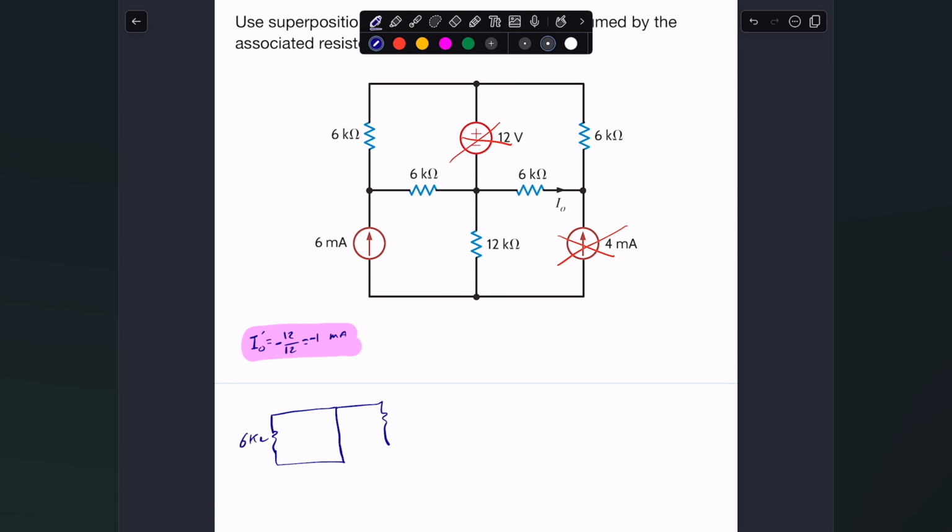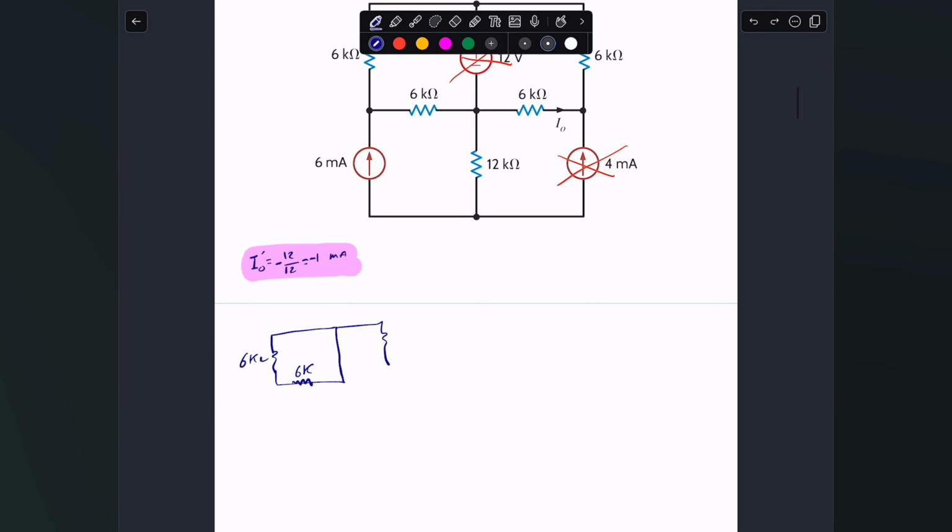We're going to keep the 6 kilo ohms in here, and I believe there's another 6 kilo ohms in here. And then this 6 kilo ohm stays in here, this 6 kilo ohm stays in here. And of course, we're keeping this source in here, so we will draw it. That will be a 6 milliamps, and this here is a 12 kilo ohms. And this source in here, we're just going to open circuit it, so there's no need for me to draw anything in here, because when you turn off a current source, all you have to do is basically open circuit that.